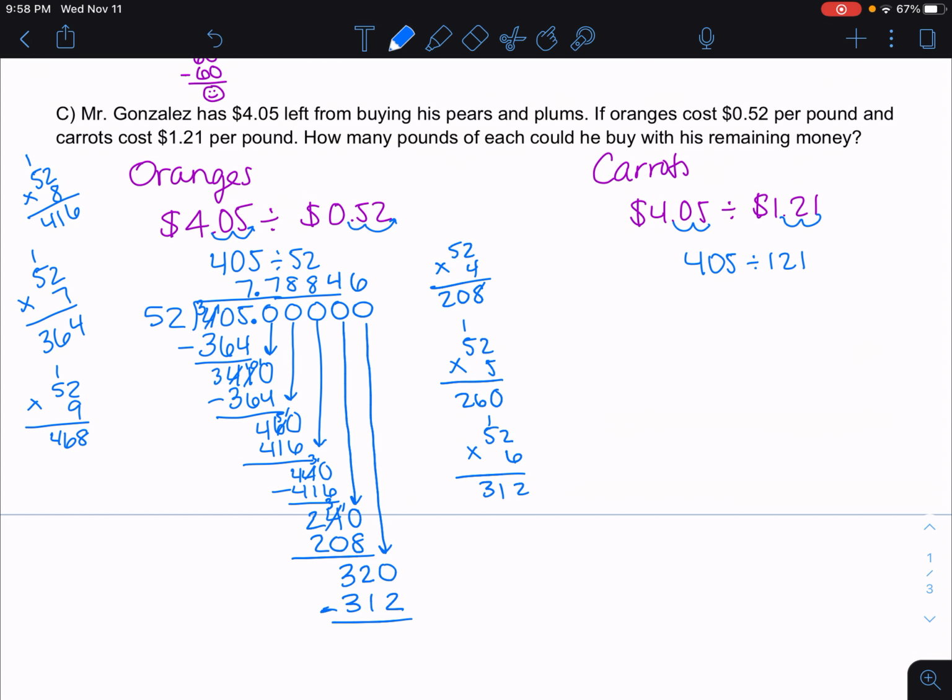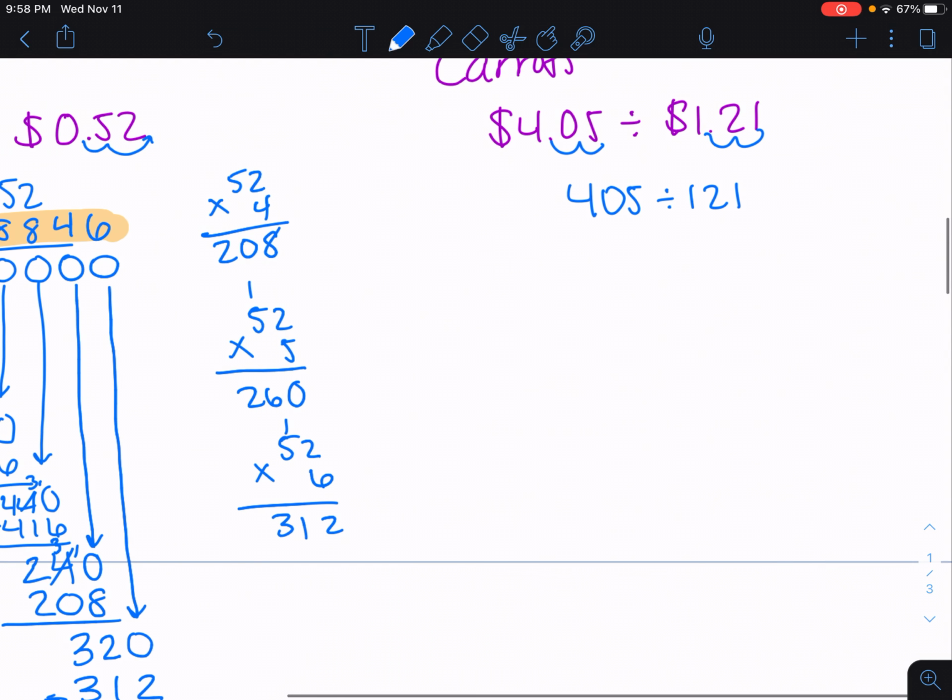So it says, how many pounds of each could he buy with his remaining money? Well, we can stop here for the oranges, and eventually we would have rounded this number anyway because it just keeps going and going. So I'm going to go over to the other one. So I'm going to do 121 into 405.